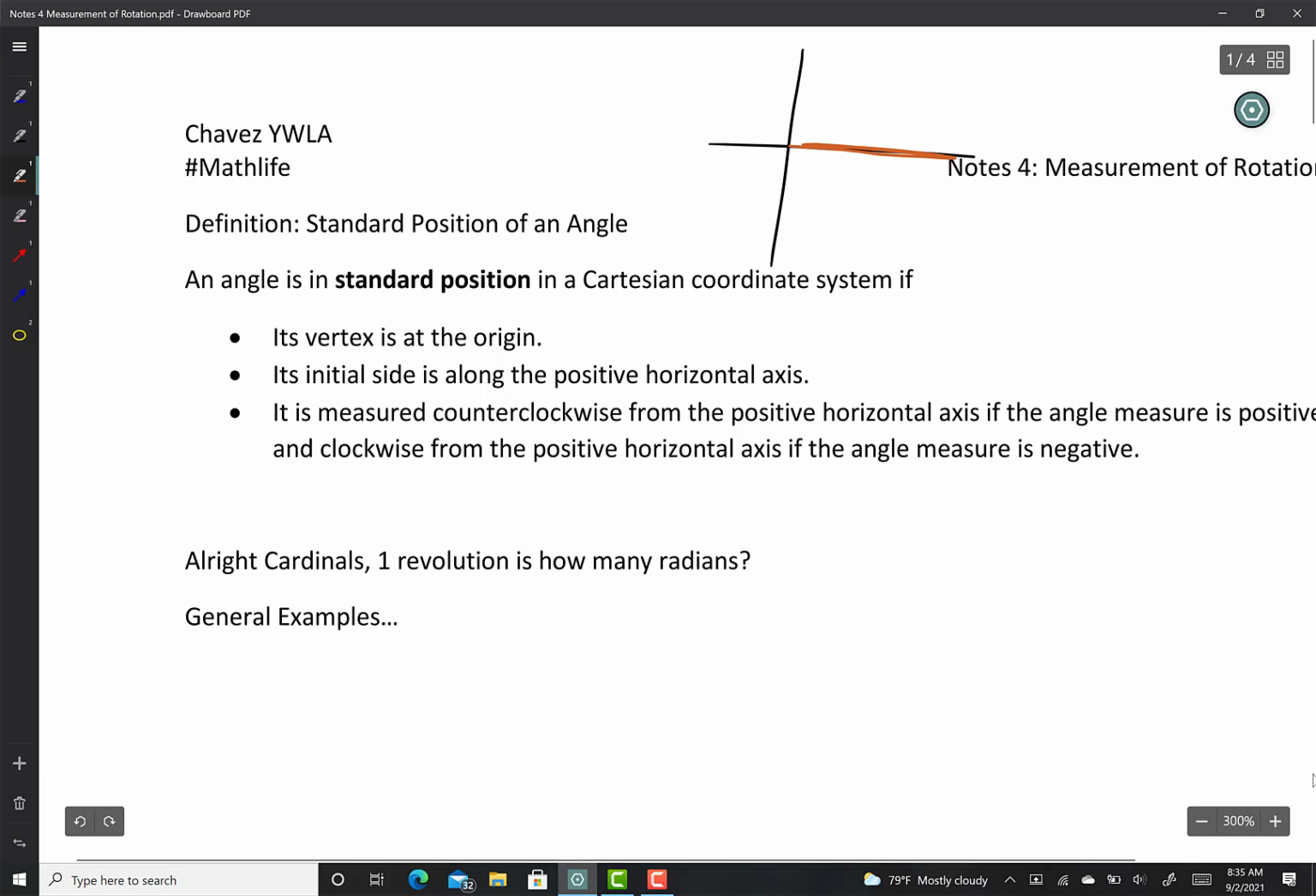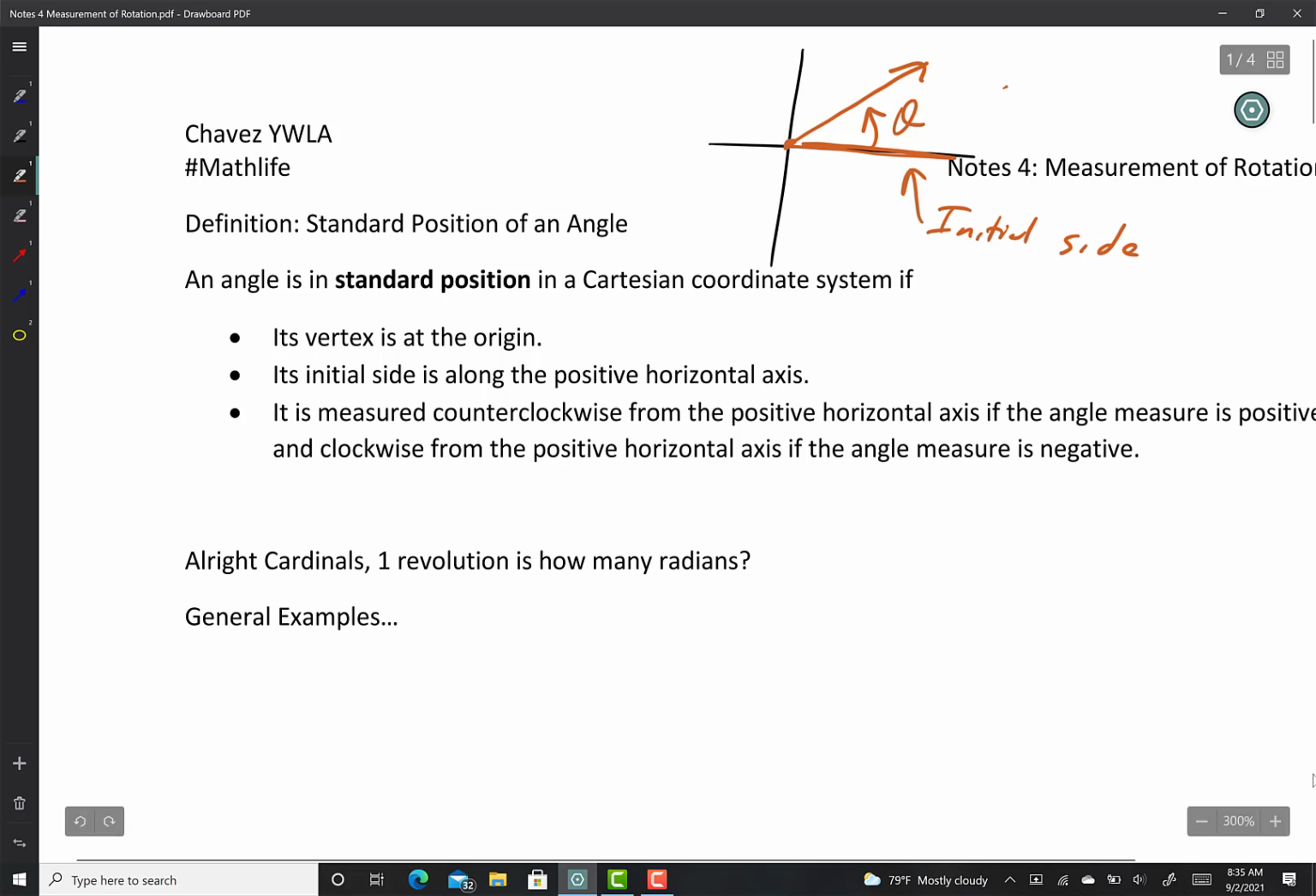This is the initial side. That's your starting side. And then from the center, there's my ray, and we call this an angle. You count your angles counterclockwise. It's positive if it's counterclockwise, and if you go clockwise, it's negative.